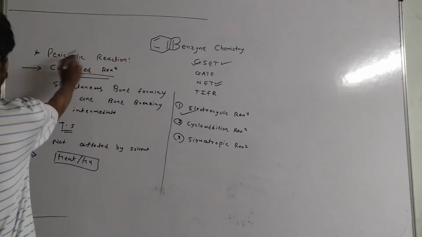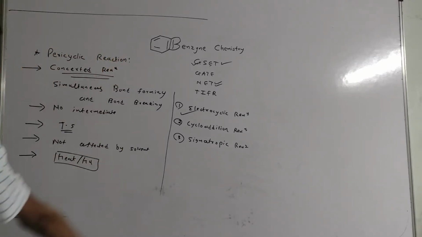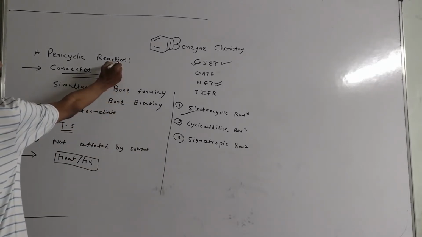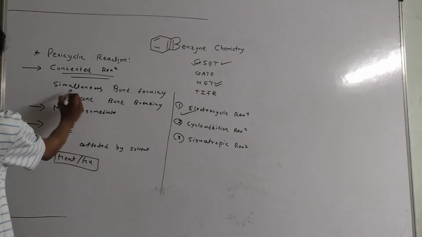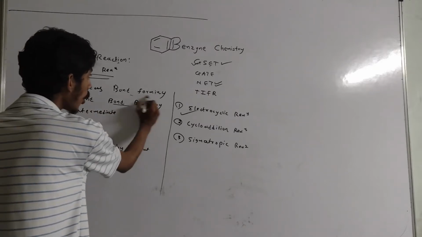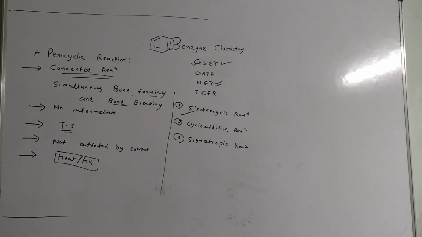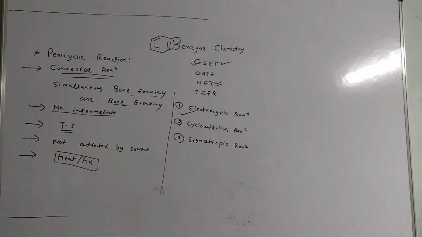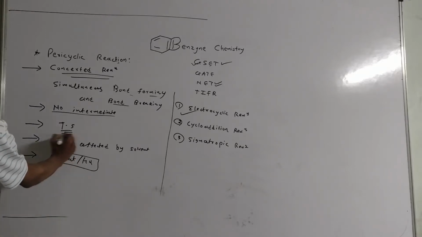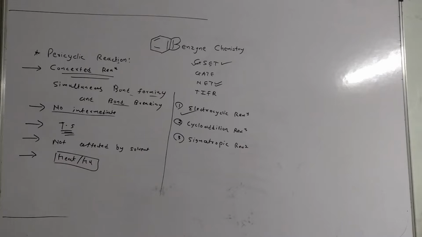In today's lecture, we'll discuss the pericyclic reaction because of its much higher weightage in competitive exams. Basically, the pericyclic reaction is a concerted reaction. What do we mean by a concerted reaction? Simultaneous bond breaking and bond forming is called a concerted reaction. Since it is concerted, no intermediate is involved, because this reaction occurs in one step only. It is not a multi-step reaction.